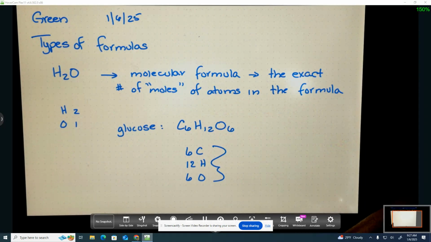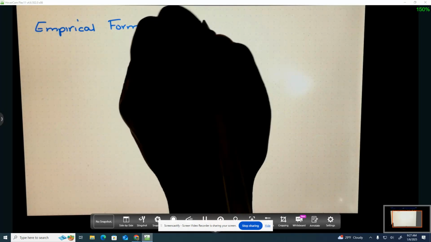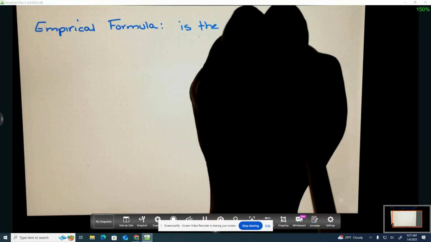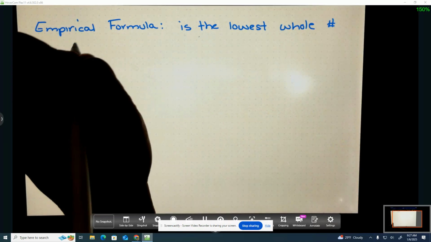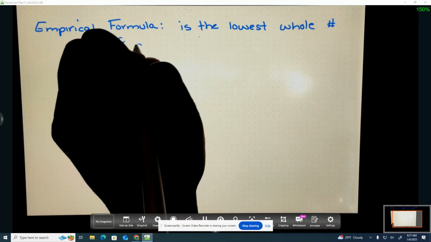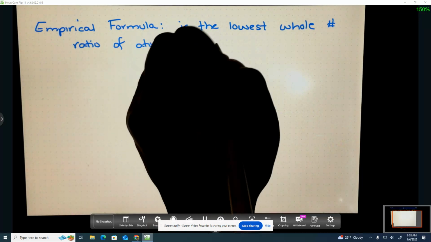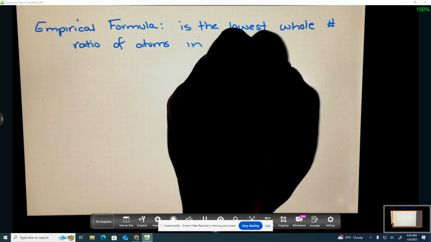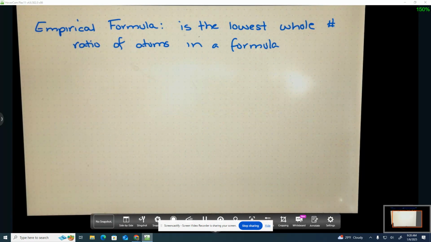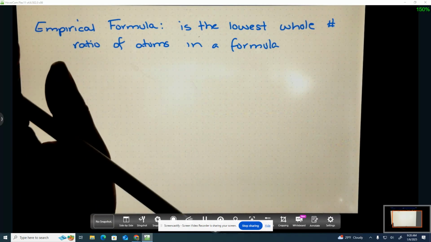Right. Now, the next type of formula, you good? Is called an empirical formula. And an empirical formula is the lowest whole number ratio of atoms in a formula. Okay. So let me give you an example of one, and then it'll be a little bit more clear what the heck I'm talking about here on the Monday morning after a break.